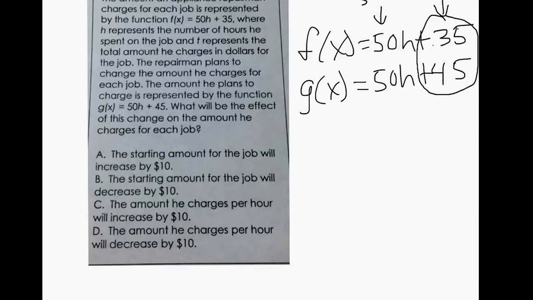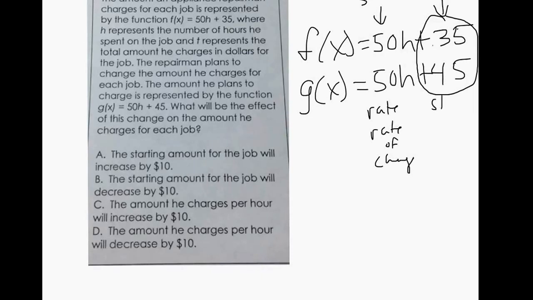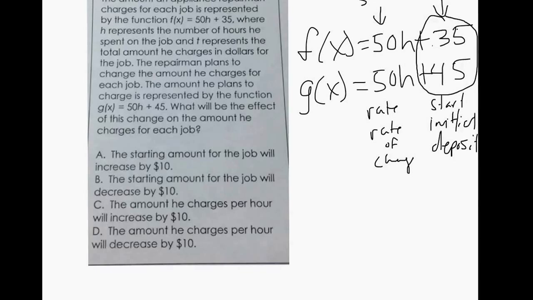So some other words for slope are rate, or rate of change. Some other words for y-intercept are the starting amount, or initial amount, or deposit. Okay, so let's take a look at the answers. The starting amount for the job will increase by 10. So the starting amount, the y-intercept, is the one that changed. So I might think that's right. It went from 35 to 45, so that is an increase.